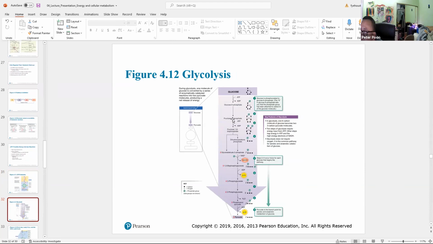Here is what's going on. You're taking glucose, so this is glucose right here. You are initially using up a couple ATPs. So you have to prime the pump a little bit. You have to add some energy in, but when you finish through all this, you get more energy out of this.